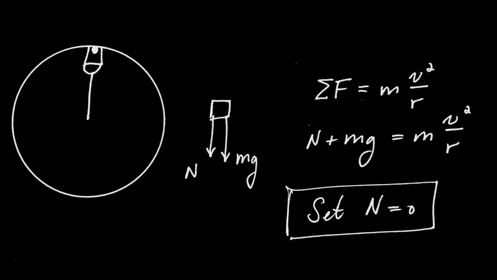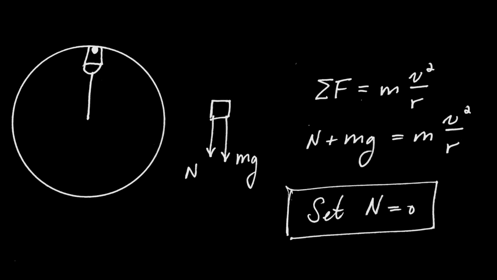Since both the normal force and the weight in this case are directed towards the center of circular motion, they are both positive centripetal forces. So I'll write Newton's second law, circular motion form. The sum of the forces is equal to the mass times the speed squared divided by the radius. And on the left-hand side, I have the positive normal force and the positive weight. This equation is very similar to the one in the last problem, but that positive sign makes a big difference. So the normal force plus mg is equal to mv squared over r.